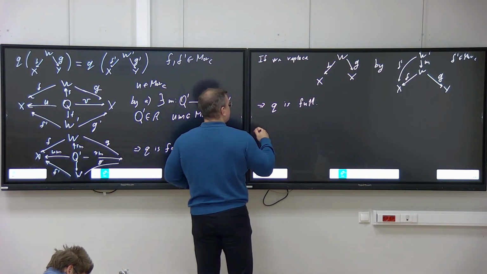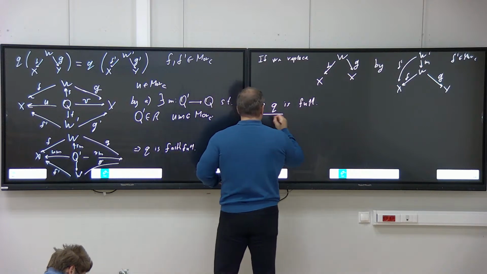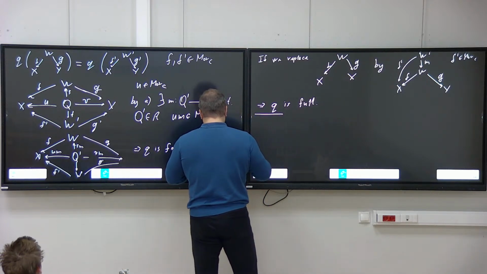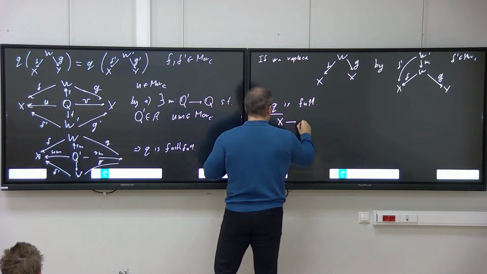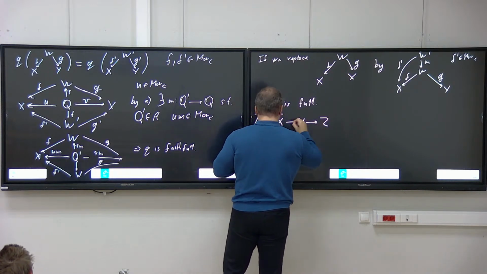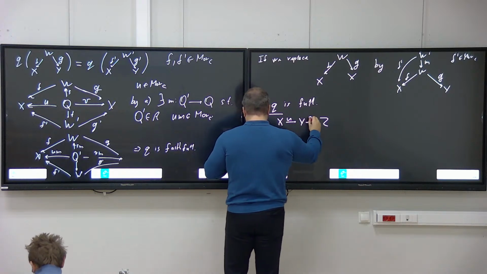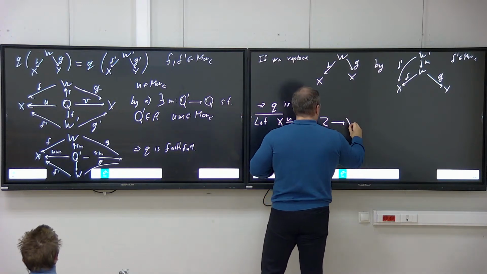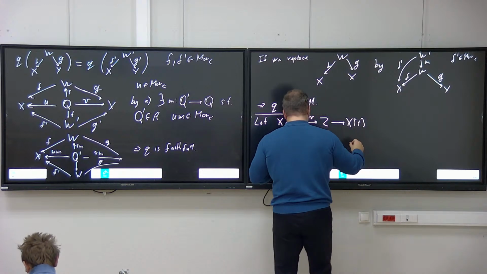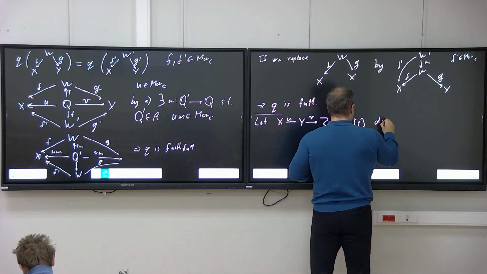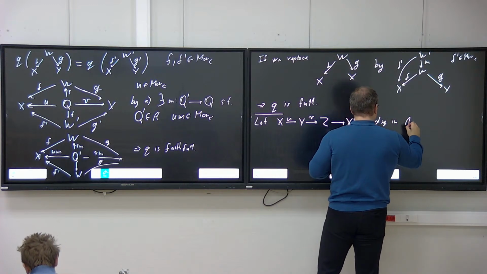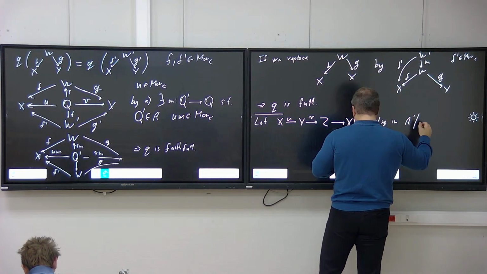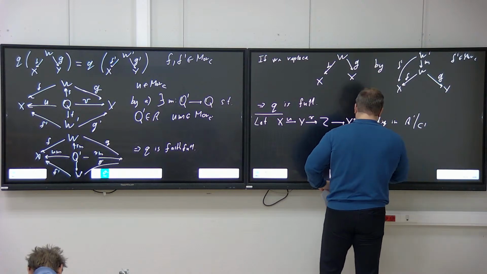Okay, so finally the statement about reflecting the distinguished triangles. So assume that we have a diagram with X, Y, Z with the maps U, V, and X with a shift. So this is a diagram in the category A modulo C prime.